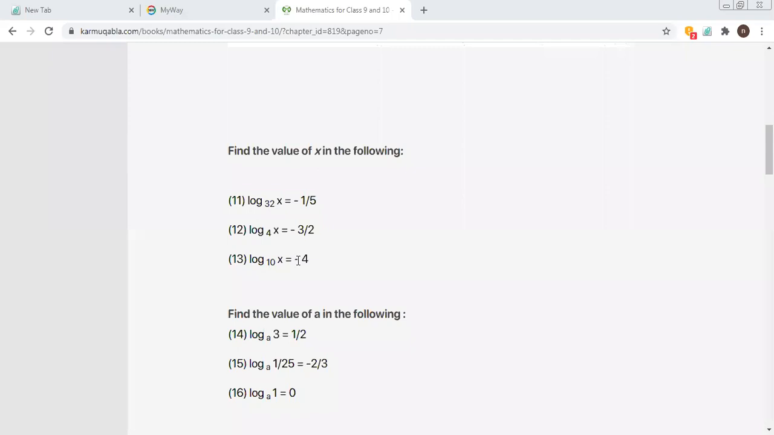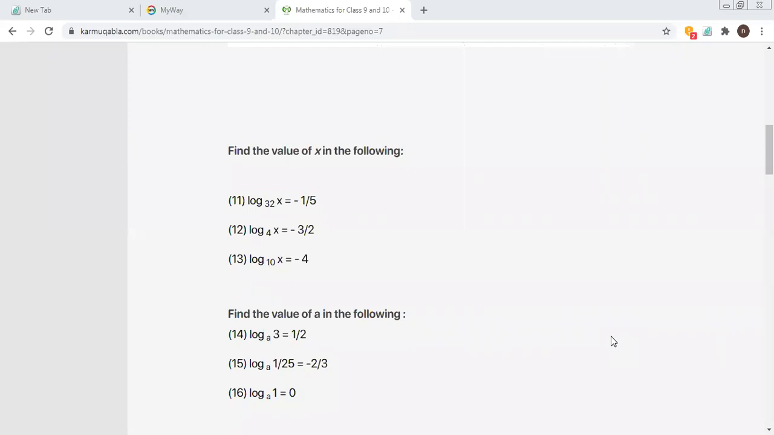Today we will study to solve exercise 3.2. Can you see the lecture on the screen, students? Yes, miss. Okay. Find the value of x in the following. In the last class we have solved 10 questions, right? Today we will start to solve question number 11 of exercise 3.2.